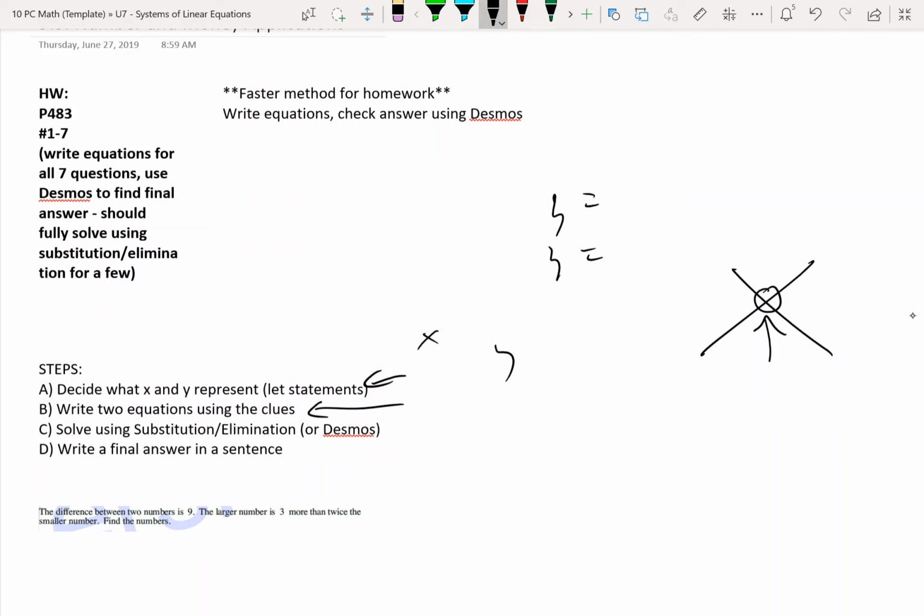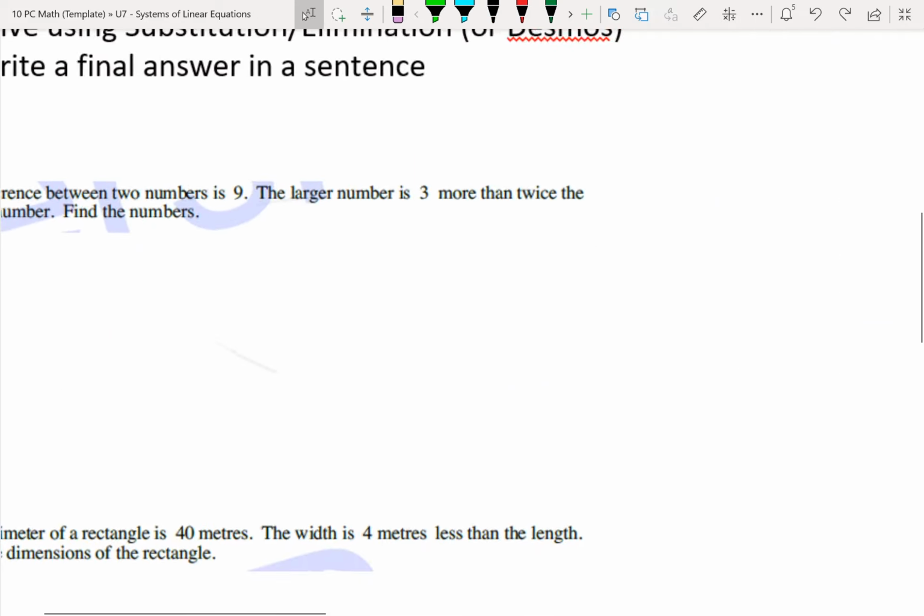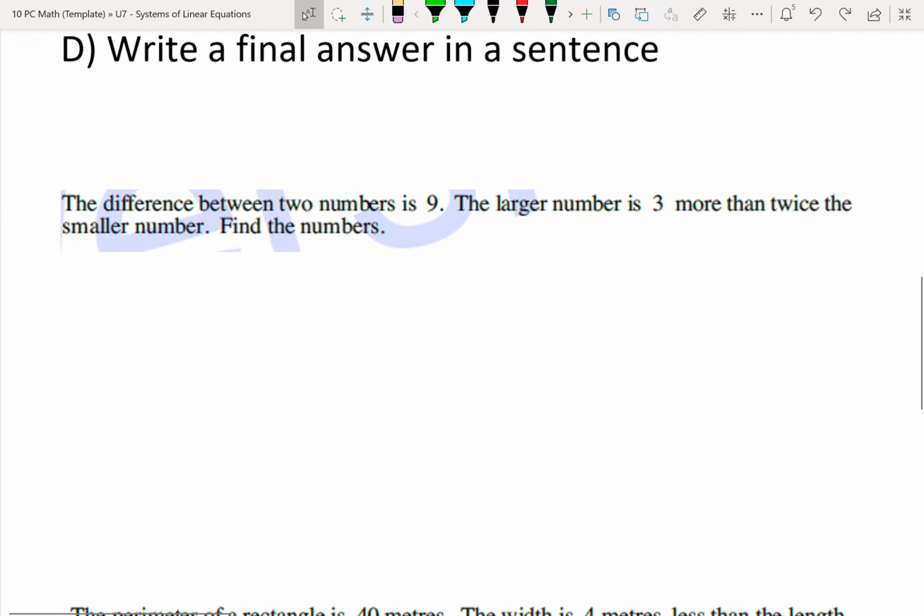Write two equations, solve by substituting. I'm going to recommend when you do your homework that you just use Desmos to find the point of intersection, because the hard part is these two steps. This, you should have practiced already doing your old homework. You still need to know how to do it, but it takes a long time, so using Desmos can be quicker. And then you need to write a sentence because it's a word problem. So the best way to look at these is to do some examples.